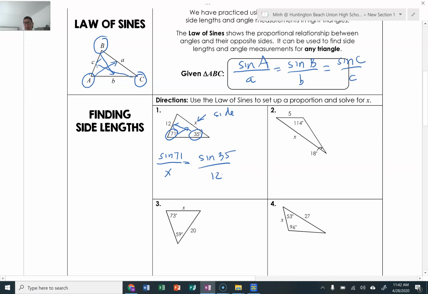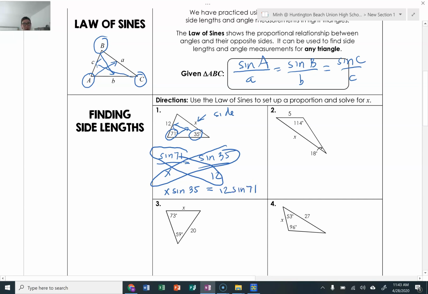And what we learned in the similar triangles unit is that if you have two fractions that equal each other, which is the proportion, you're going to go ahead and cross multiply these two. So that's going to get me x sine 35 is equal to, and then I'm going to cross multiply these two. So that'll be 12 sine 71.